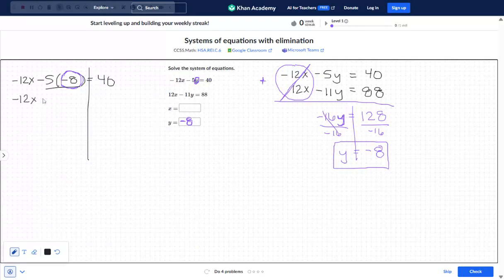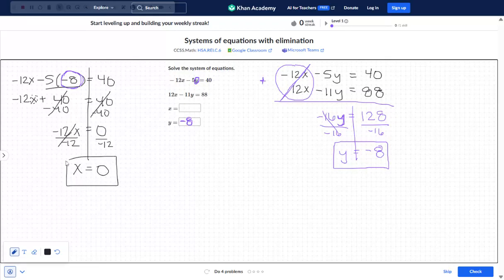Negative 12x, and a negative times a negative is going to give us a positive 40, equals 40. We want to get x by itself. We're going to subtract 40 from both sides. Ooh, and that's kind of fancy. It cancels. Negative 12x equals 0, right? Anytime we're multiplying and get 0, we know that x is going to equal 0, but if we didn't catch that, divide, plug that in a calculator, and you'll get x equals 0.